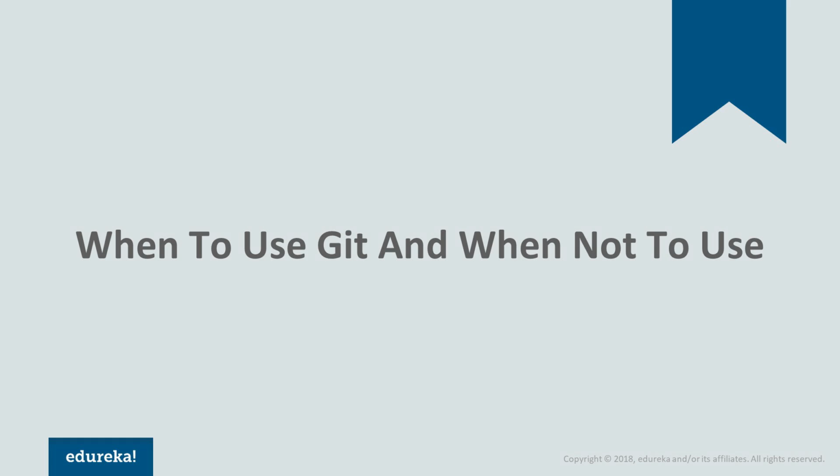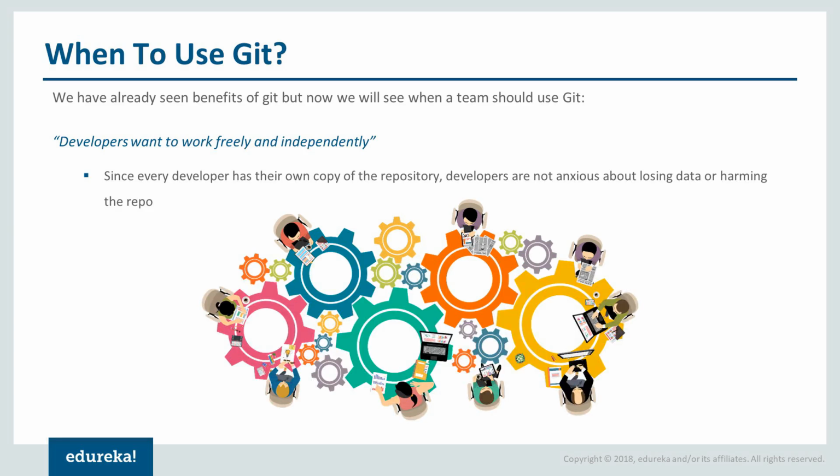Now let's look at when to use Git and when not to use Git. We have already seen some benefits of Git, but let's look at the different scenarios. Scenario one: the developer wants to work freely and independently. Since every developer has their own local copy of the repository, by the nature of Git, they are not anxious about losing data or harming the repository. They can work freely and even commit. Once they have committed to the local repository and are sure it is working fine, they can push to the remote repository. If anything goes bad in between, they can pull again, rebase their branch, and pull again from the remote repository.